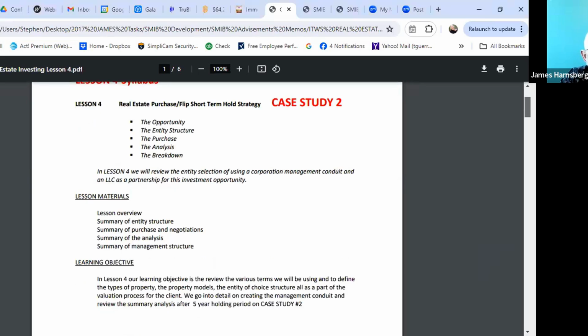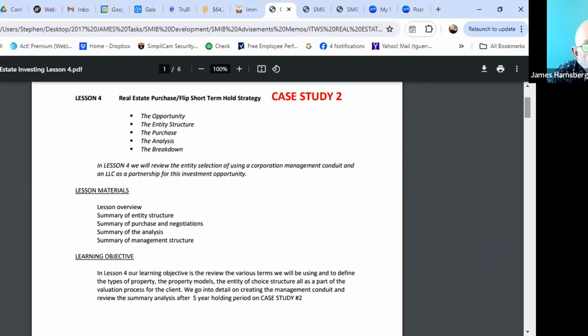Moving forward, we have a summary of the entity structure. In this particular transaction, we're using a management corporation conduit that is a member of an LLC, where the LLC owns the property, along with myself and Susan. And so that formed a partnership for the LLC, and it gave us a great investment opportunity.